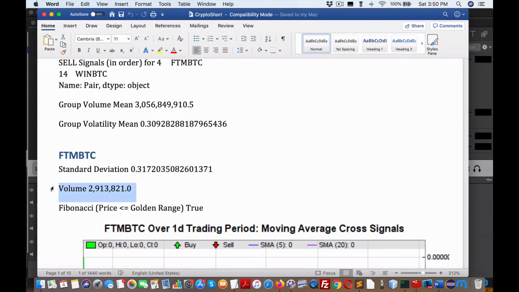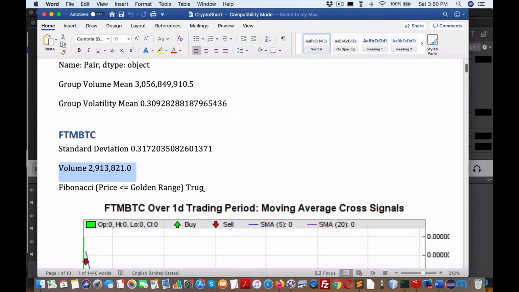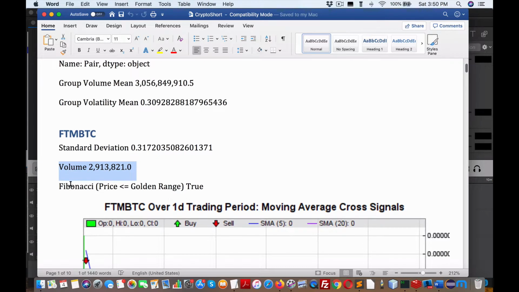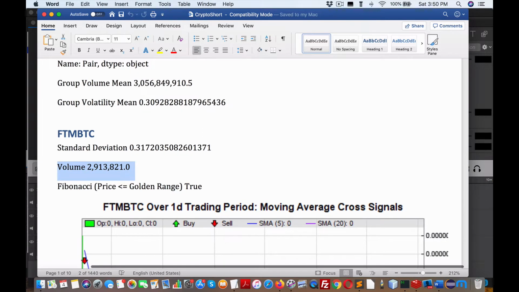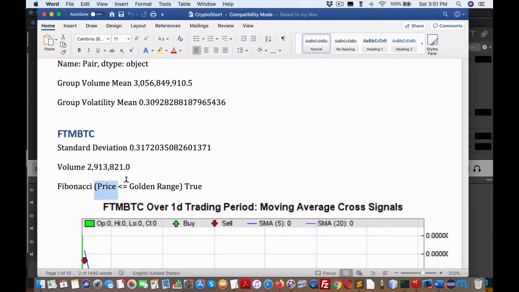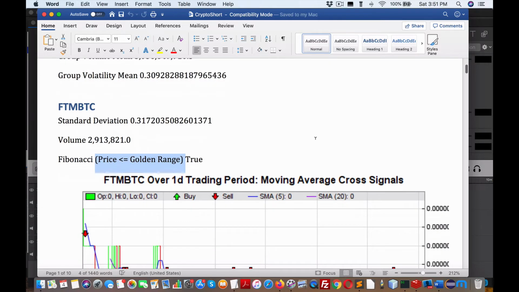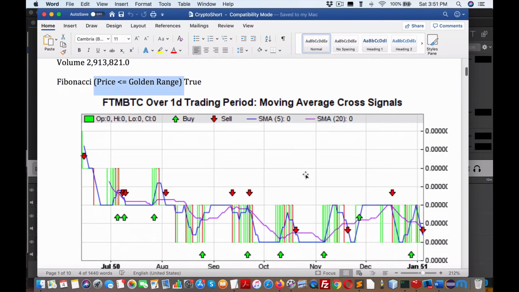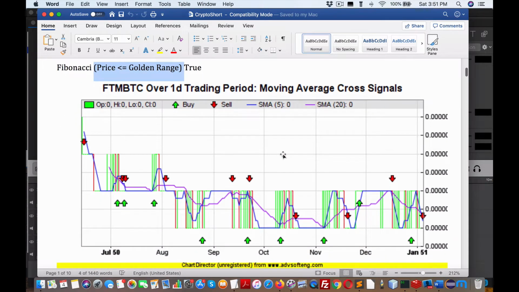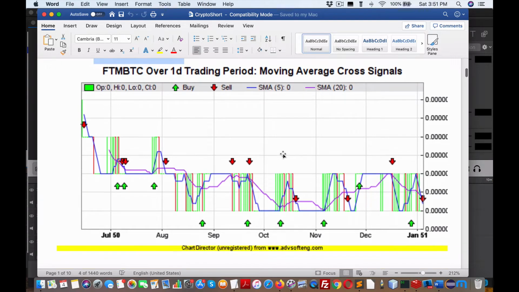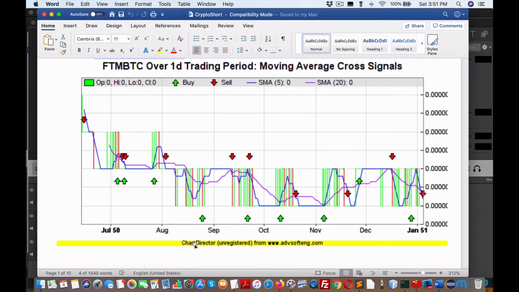the volume for that pair, and, if you were to trade it, the current price in that golden range of around 618. If it is, then it's worth trading because it's going to have a down move or an up move, and you'll get some profit at either end, in this case the shorting side, if you wanted that. So here's the first report, or sorry, first chart. You can see here it's all generated by Chart Director.